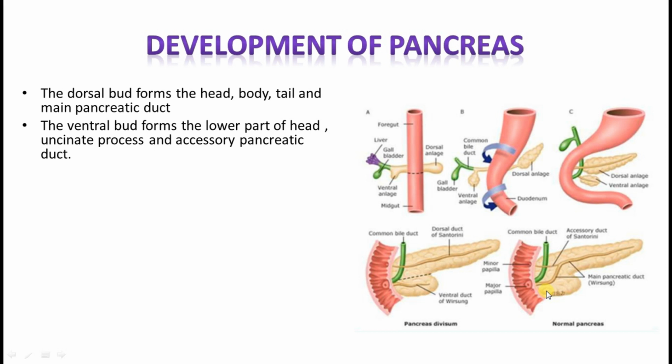How the duct system forms. So that is how the rotation takes place, and due to the rapid growth of the right wall of the duodenum, the ventral bud is shifted dorsally.